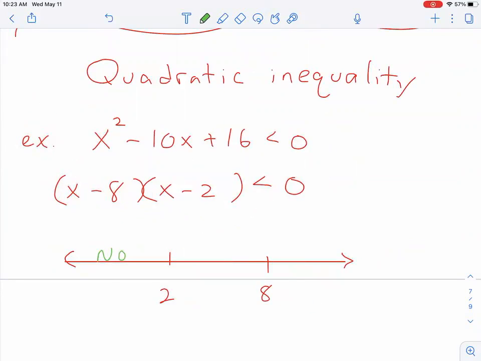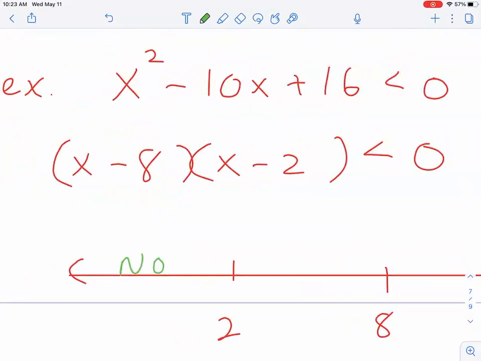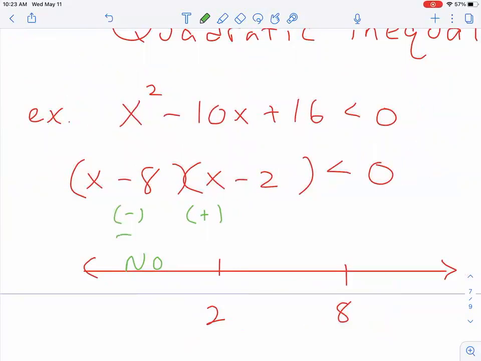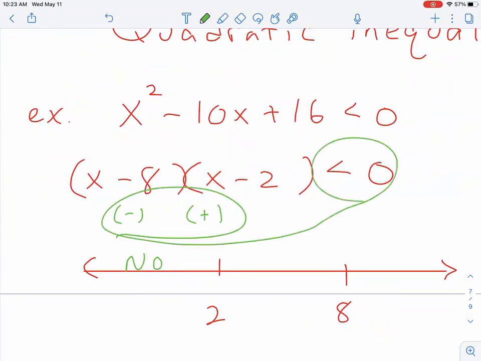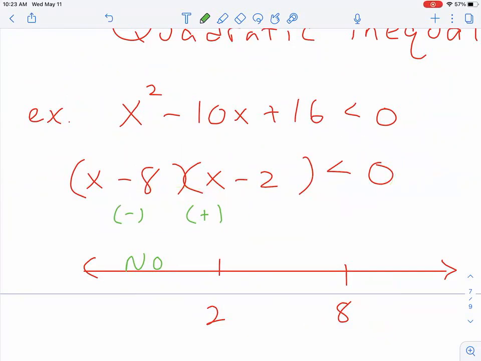Now let's try the middle region, a number between 2 and 8. Give me a number between 2 and 8. 4. 4 minus 8 is a negative number. And I don't even need to figure out what the number is. 4 minus 2 is a positive number. And a negative times a positive is less than 0. And so, yes, that number does work in that region.